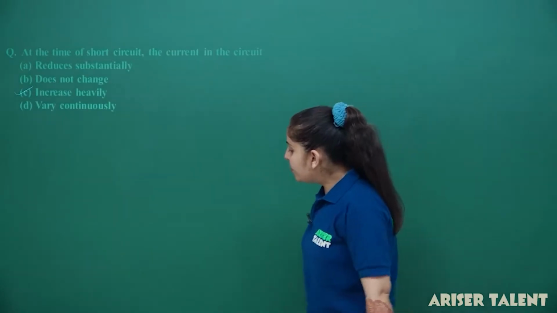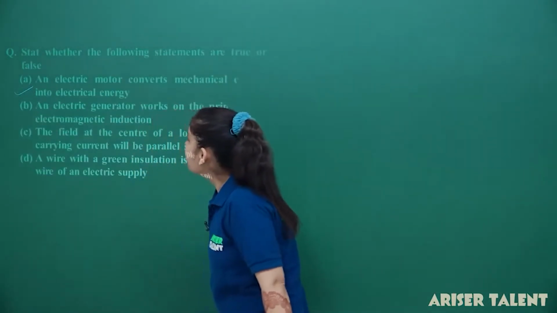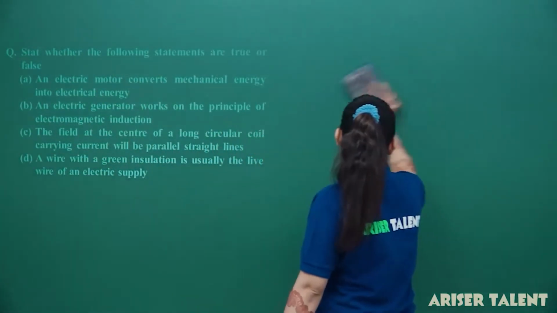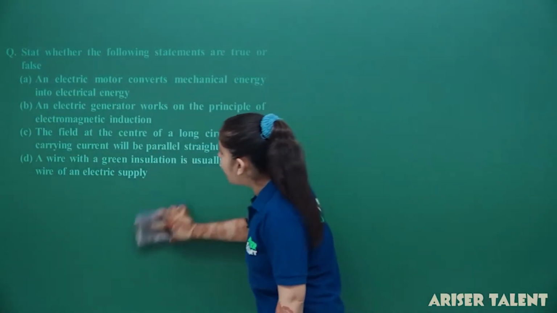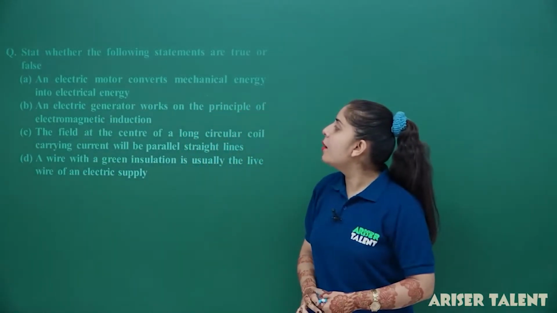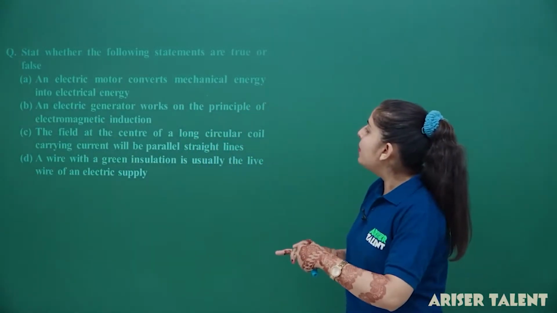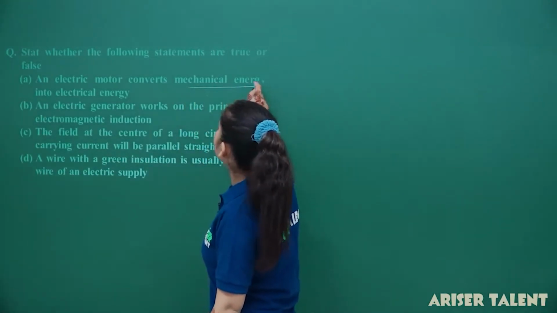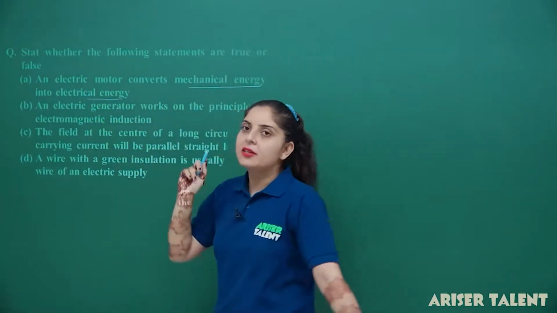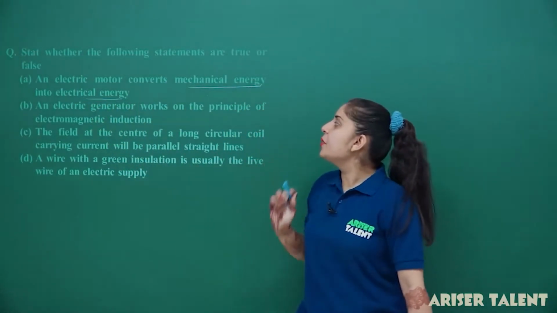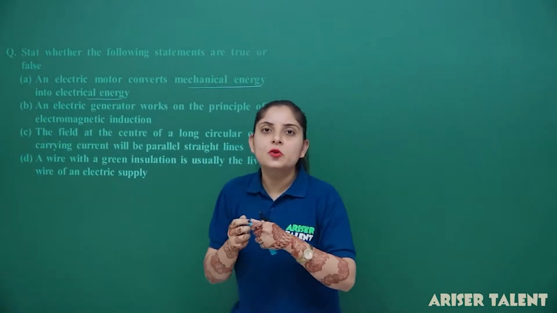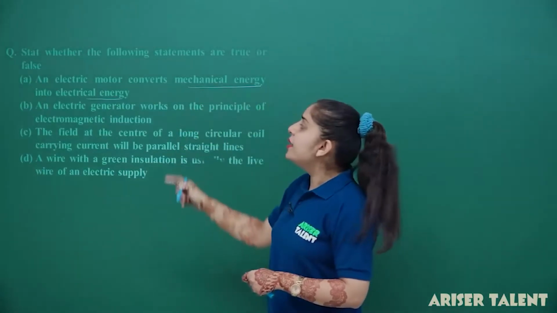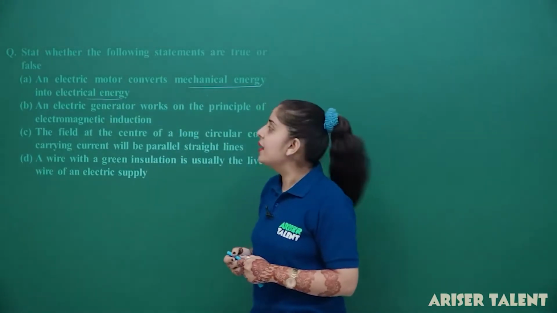Now, let's see what the next question is saying. State whether the following statements are true or false. So we have to identify the true or false statement among all these questions. So I am reading the first question here. An electric motor converts mechanical energy into electrical energy. This is a very simple question: an electric motor is used to convert electrical energy into mechanical energy, and a generator is used to convert mechanical energy into electrical energy.